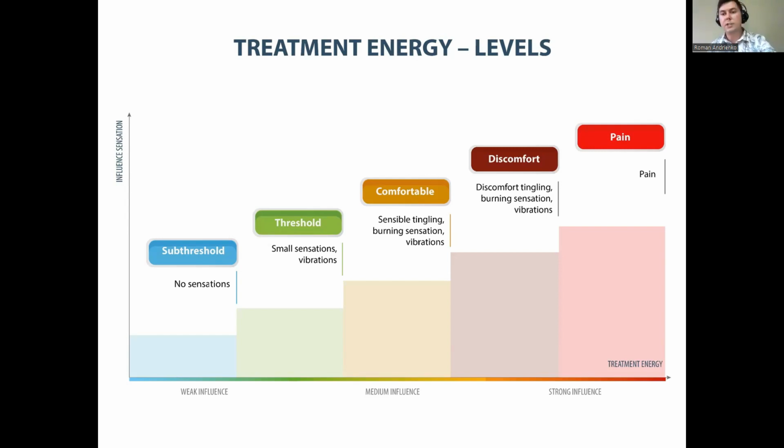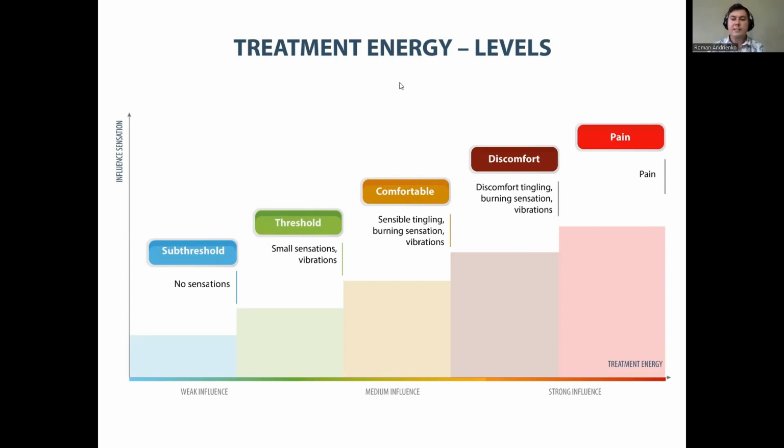This is the treatment energy, and this is one of the most important parameters in our technology, whether it is regulated by the operator or whether it is regulated by the device itself as a part of a preset. To understand how it works, we are all different human beings. Some of us have a higher level of perception. Some of us are more sensitive. Some of us are less sensitive.